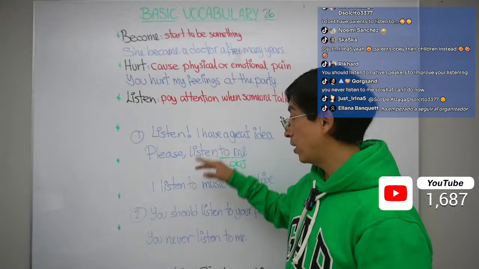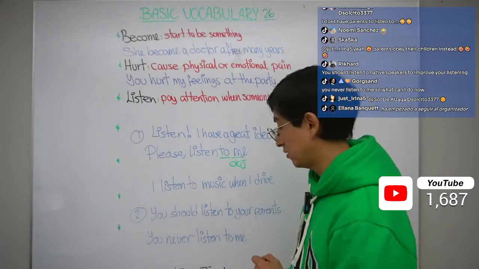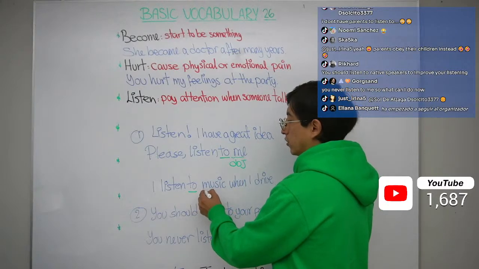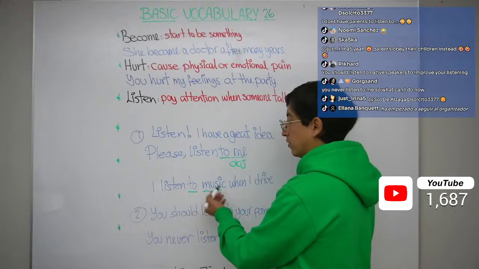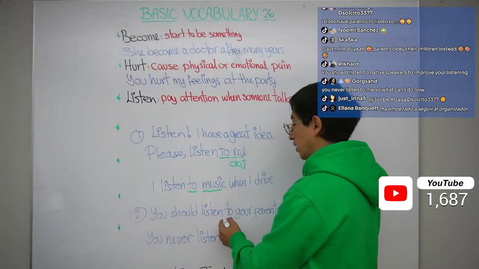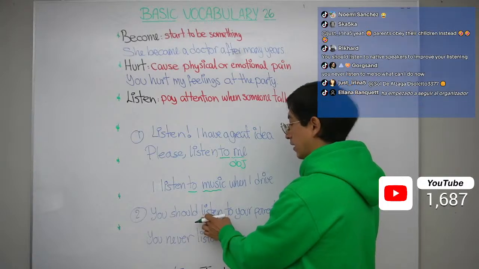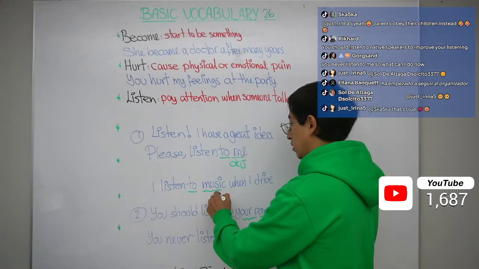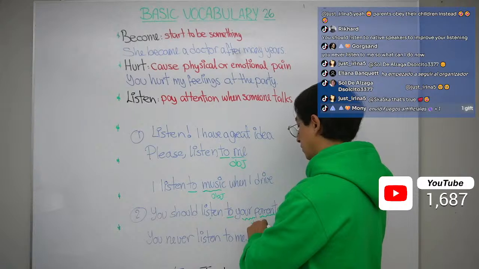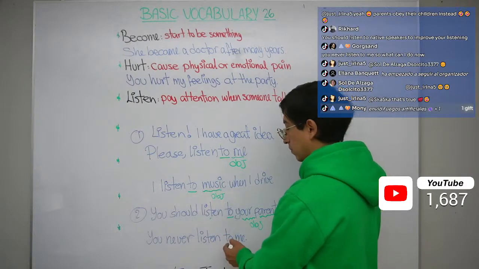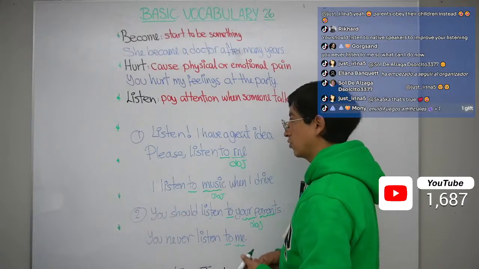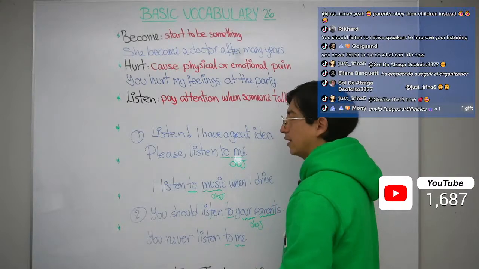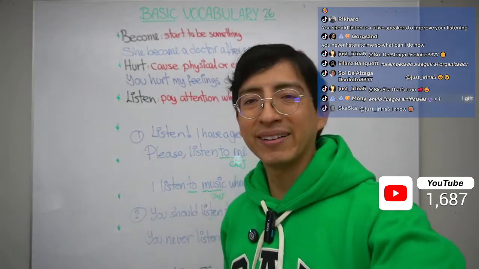Well, guys, this is the way you can use listen. And one more time, if it has an object, we always use this preposition: listen to me, listen to music, listen to your parents. Here this is the preposition and this is the object. You never listen to me. You can use it alone, for example, at the beginning, when you want to share an important idea. Okay, very good.